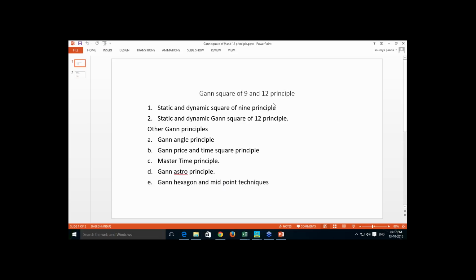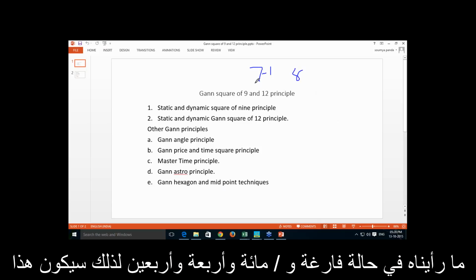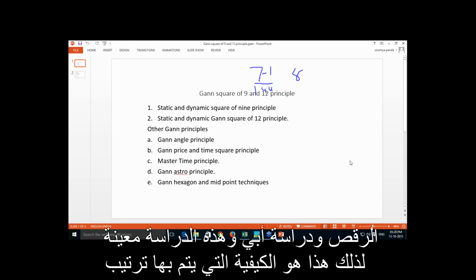So square of 12, whenever you calculate, you have to take the number of price, say the same 71 what we have seen in case of Nifty, and divide by 144. So this will be your step. So this is how Gann's entire study is arranged.